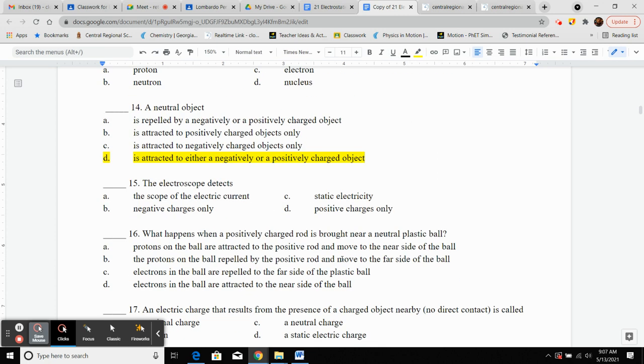An electroscope was the diagram that we used, the one that looked like a stick figure head with a straight line down, and then the two little flaps down at the bottom. When neutral, the flaps just hang straight. But when they have a charge, if they have the same charge, they flare out underneath at the bottom. So these electroscopes detect static electricity, not just positive or negative.